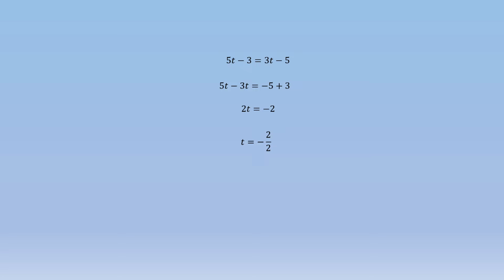After this we need to take 2 down because it is multiplying t, so whenever we transpose it, it divides the constant that is already on the right hand side. So our new equation becomes t equals minus 2 by 2. Now 2 times 1 is 2, 2 times 1 is 2, so we get minus 1 by 1, or simply t equals minus 1, which is our final answer.